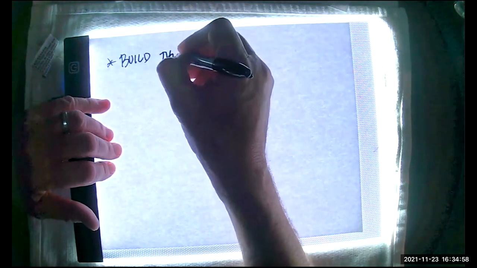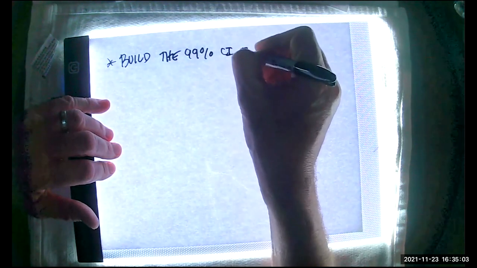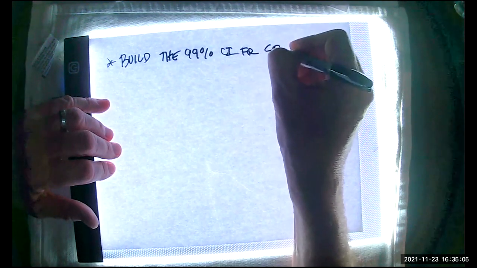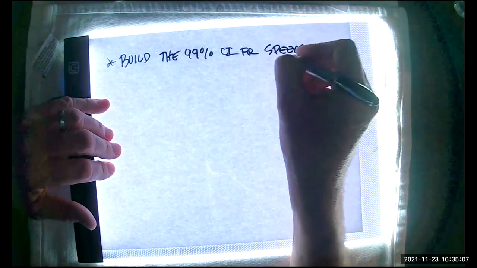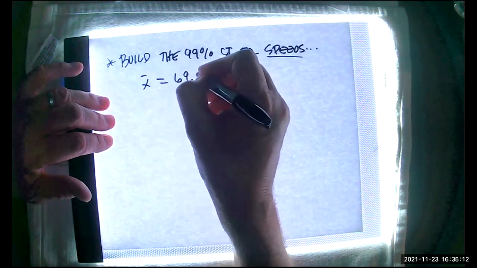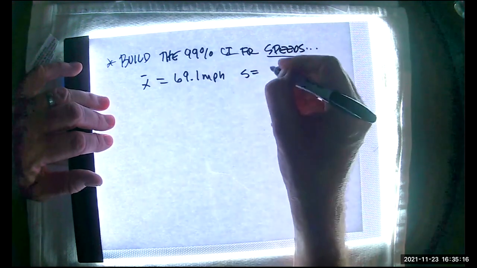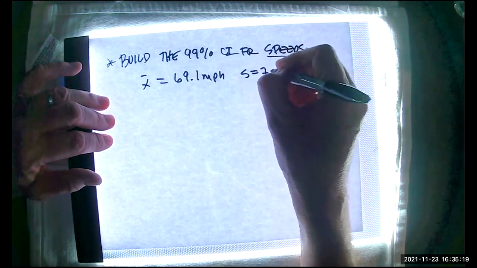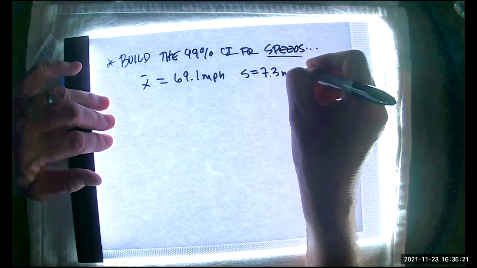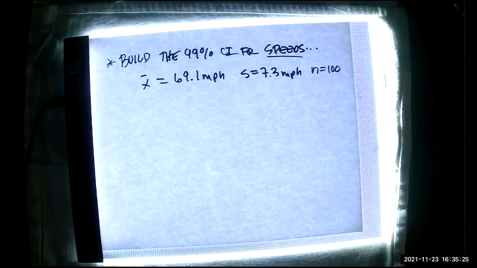So this time we're going to build the 99% confidence interval for vehicle speed. So we're looking at a bunch of cars. We have 69.1 miles per hour is the average. The standard deviation is 7.3 miles per hour, and my sample size is 100. So I'm going to go ahead and build that confidence interval.